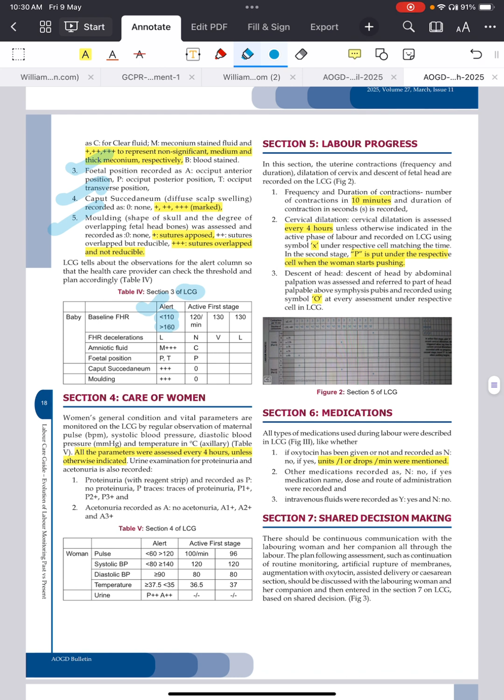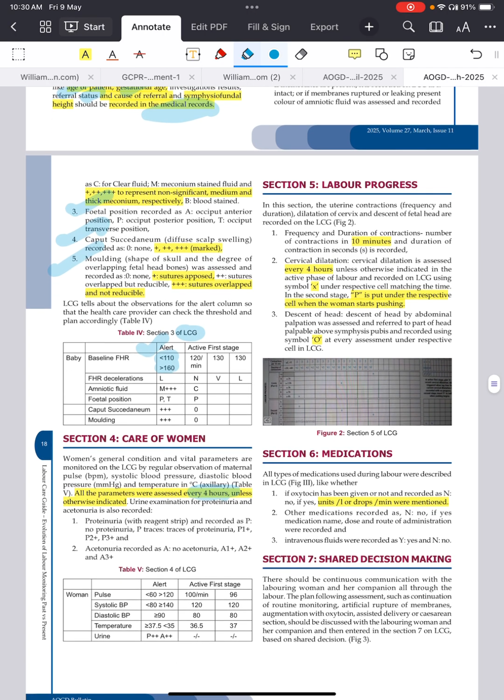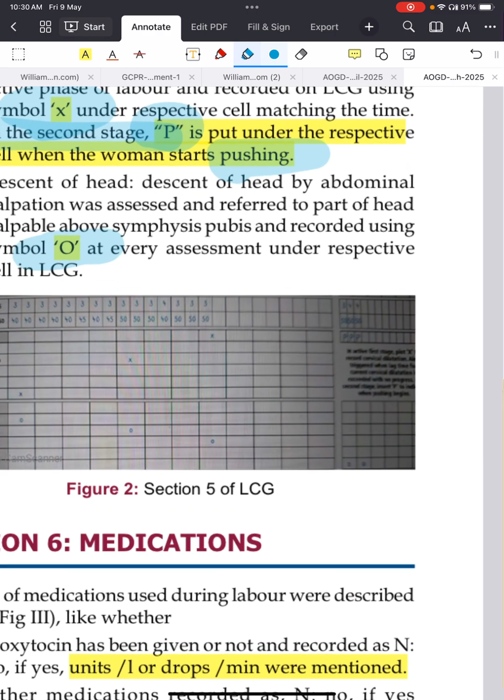Care of the mother: all parameters should be assessed every 4 hours or less, otherwise indicated. Proteinuria and ketonuria can be monitored. Labor progress, contractions for at least 10 minutes, should be taken. Every 4 hours cervical dilatation is taken, and it is measured as X. P is for pushing in the second stage, and O is for cervical descent. So we'll see a graph here.